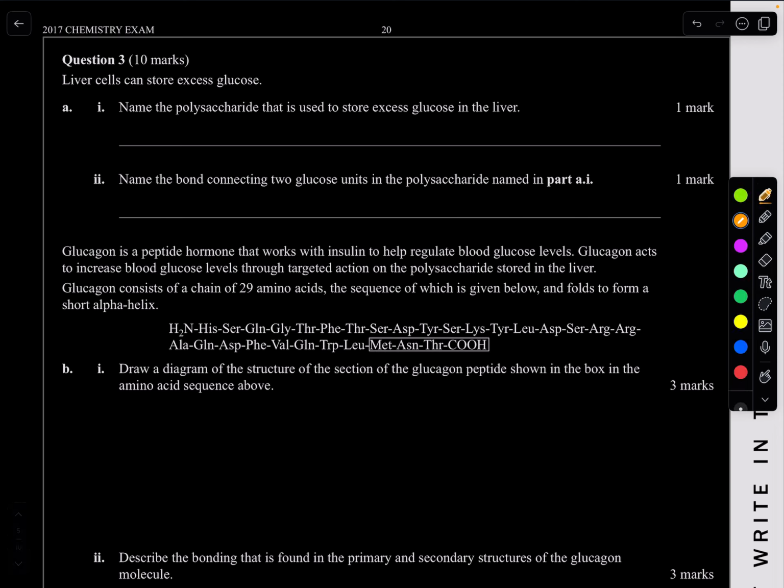Question 3, let's have a look at this. Liver cells can store excess glucose. Name the polysaccharide that is used to store excess glucose in the liver. If you don't know, this is glycogen.